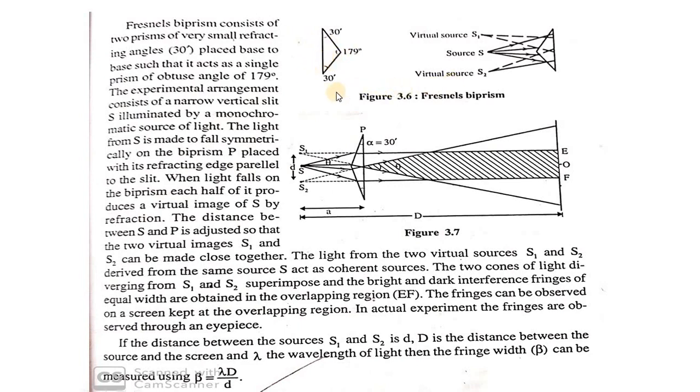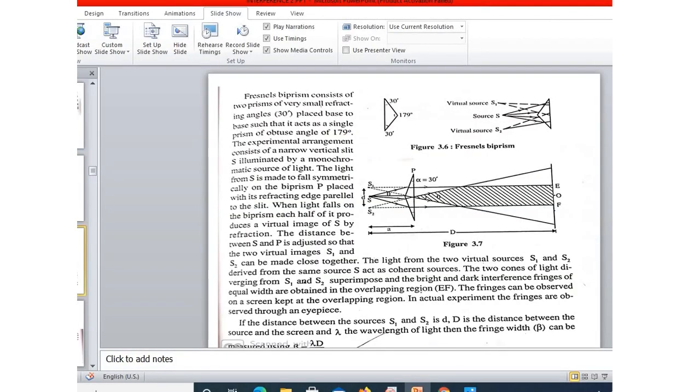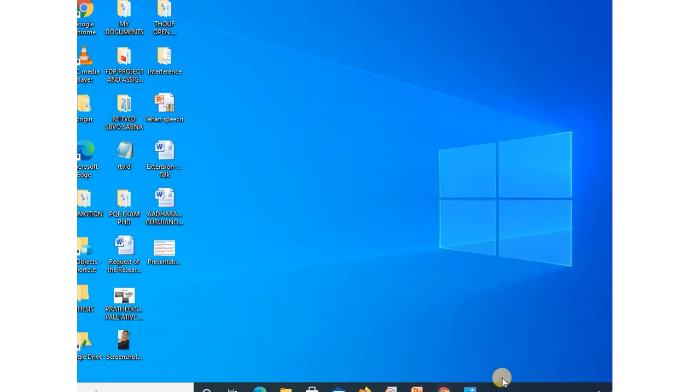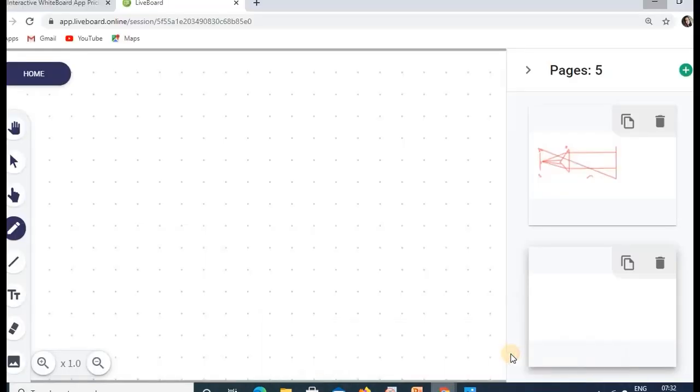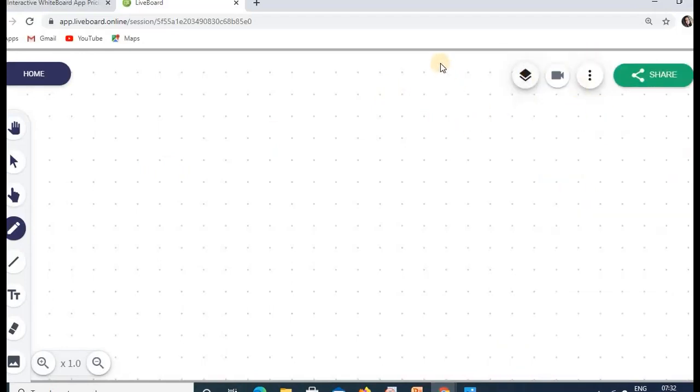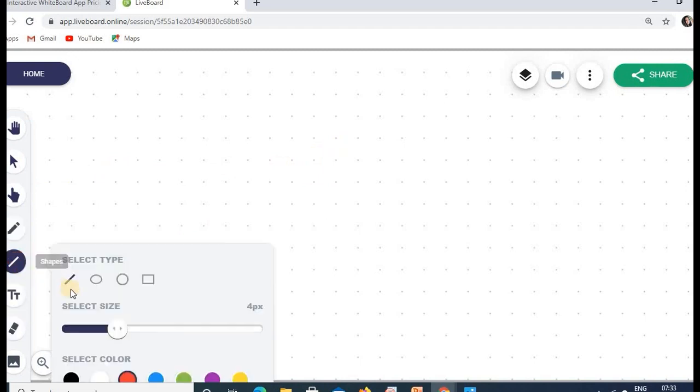Okay, so we'll move to the experimental arrangement. We are going to discuss the experimental arrangement of the Fresnel biprism, and the interference pattern produced due to it. So normally we need a biprism. We'll draw a biprism first.